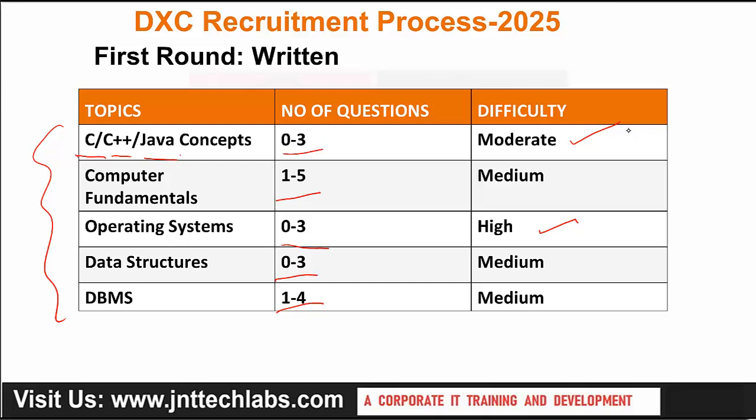And fundamentals, these questions can be attempted by every student, average or above average students can answer these questions. So that is the very easy one. And DBMS questions also medium, and data structure questions also medium. So mainly they will focus on programming languages, where moderately high questions will be there, and operating system. Got it. So these are the questions and this is the difficulty for the written test.